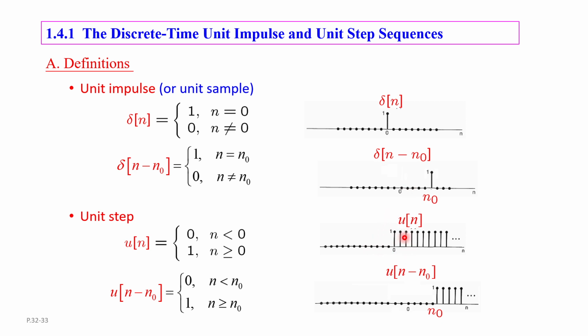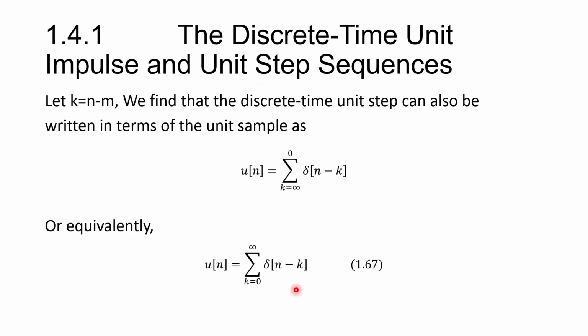So you see that u of n here is all those steps. Look at this step: it has a 1 at every n bigger or equal to 0. So you can think of this as u of n equal to delta of n, which is this first spike here, plus delta of n minus 1, which is the second spike here, and delta of n minus 2, which is the third spike here, and then also summing over. Okay, so that's another interpretation: u of n as a summation of delta of n, delta of n minus 1, delta of n minus 2, etc.